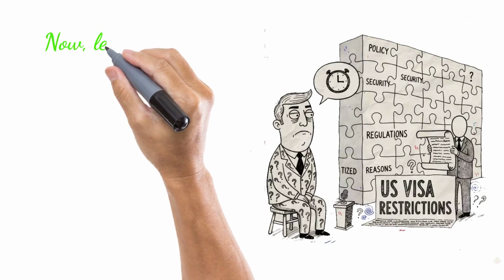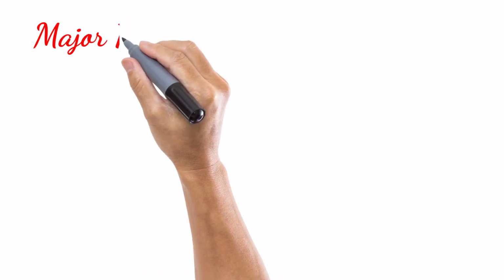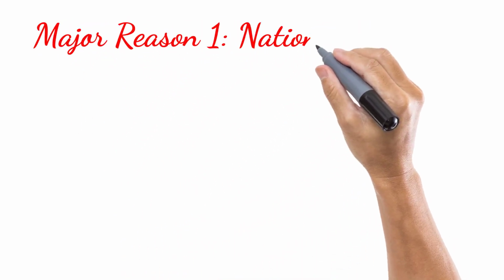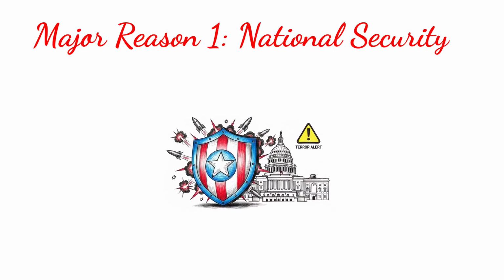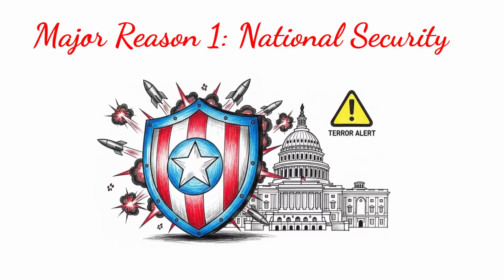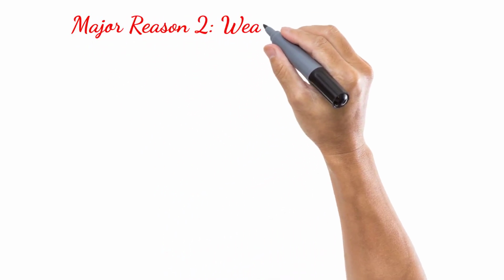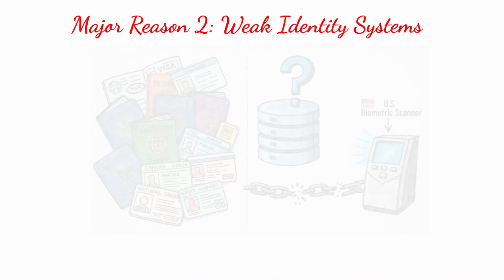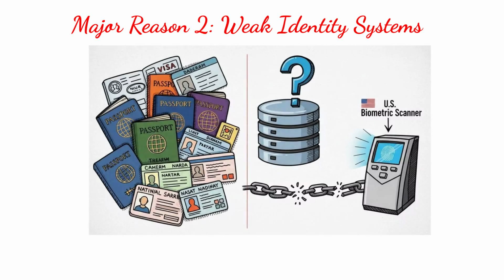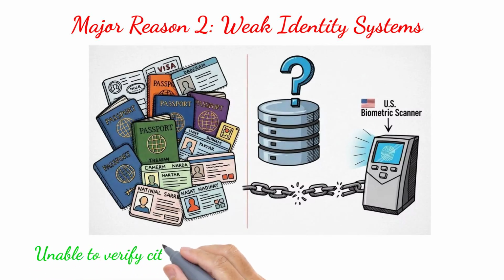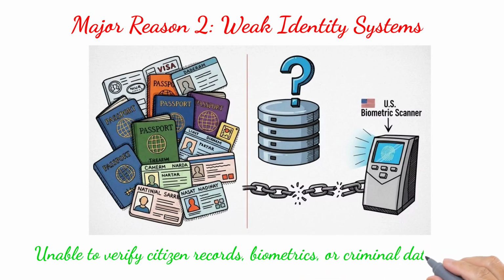Now, let us dive into the reasons for these restrictions. First reason, national security. Some countries have active terrorism threats or limited intelligence sharing. The U.S. limits visas to prevent entry risks that can't be properly checked. Second reason, weak identity and vetting systems. If a country cannot reliably verify citizen records, biometrics, or criminal databases, the U.S. struggles to confirm traveler identities. This raises visa approval risk.